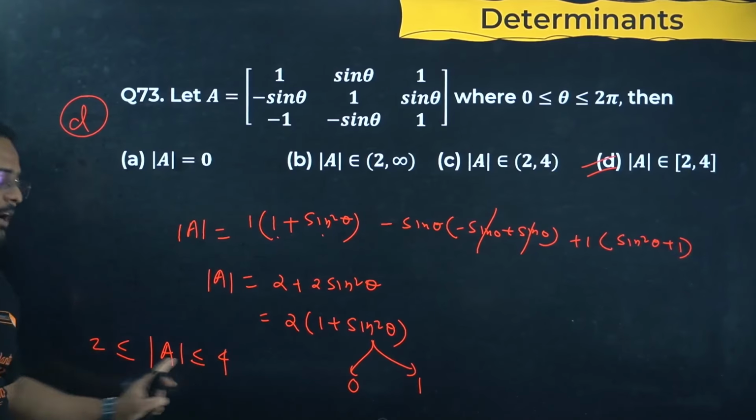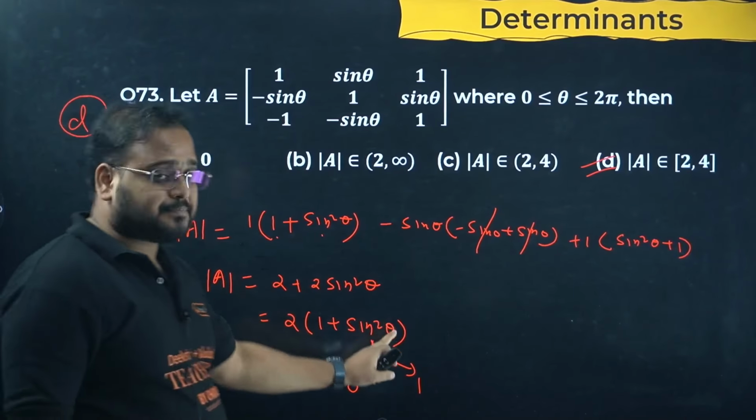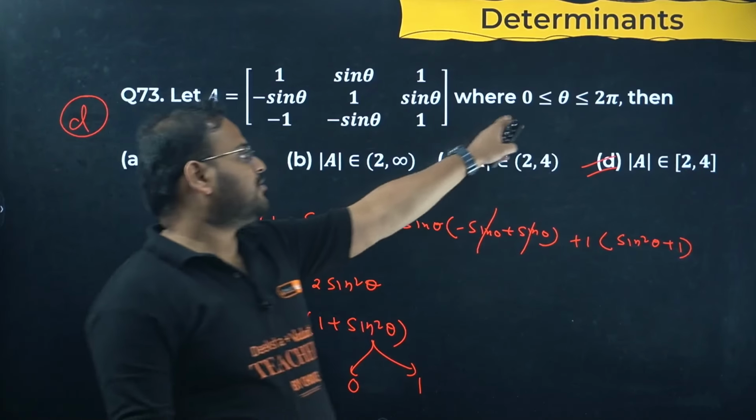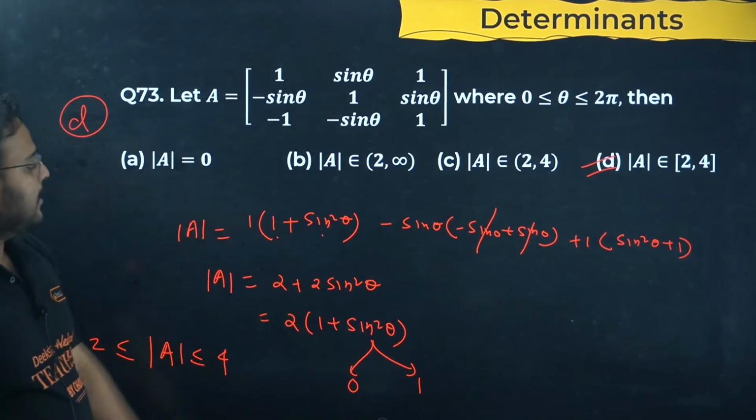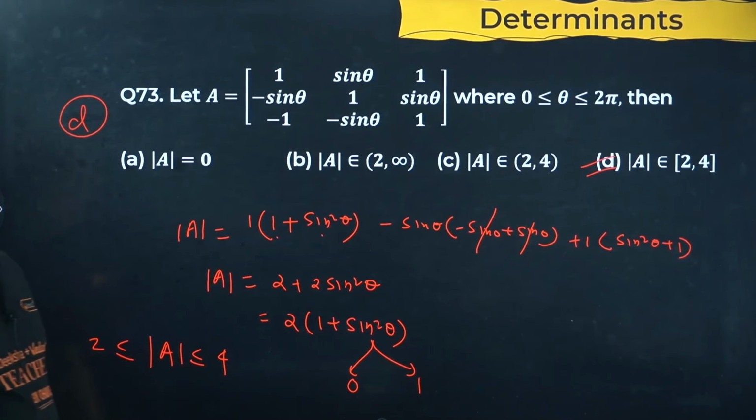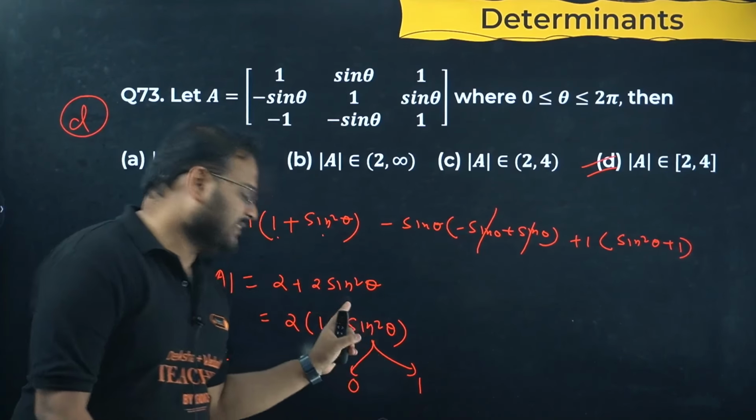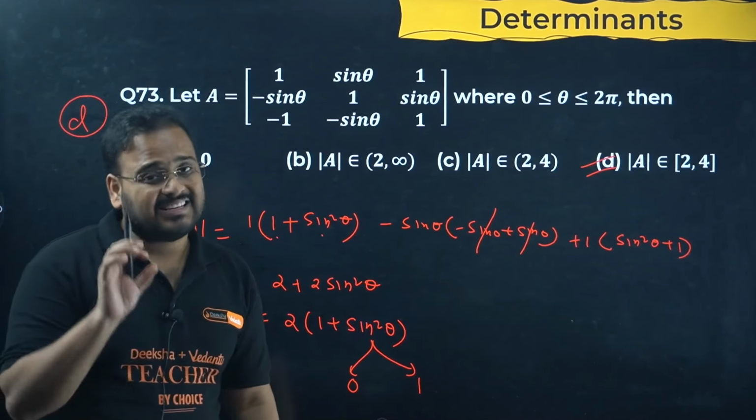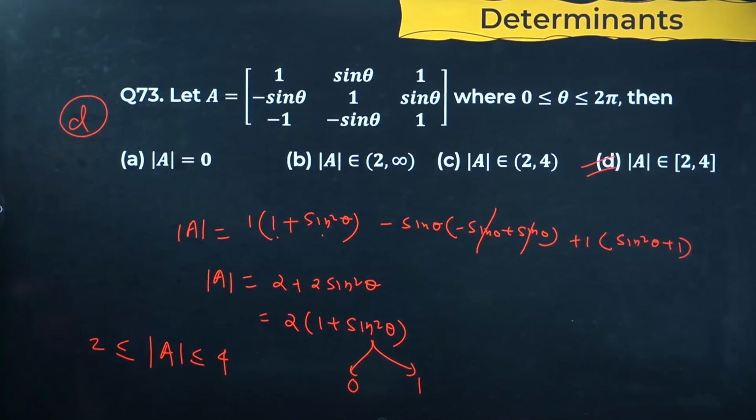I can get the value 4 and 2 by putting sine as what? 90 degree. Theta as 90 degree. And it lies from where to where? 0 to 2 pi. Possible. So maximum value is going to be 4 when you take sine theta as 1, sine square as 1. And minimum value is going to be 2 when you take sine square theta as 0. Have a look. D is correct.